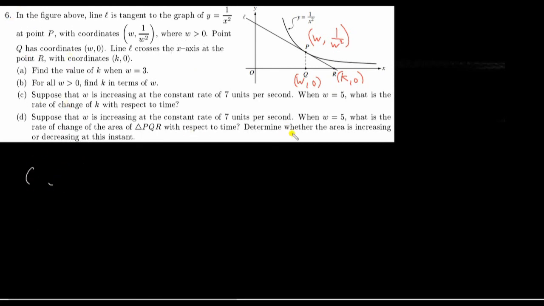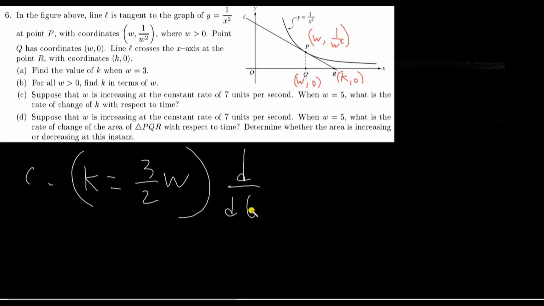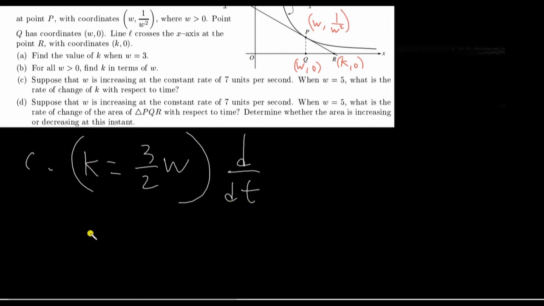Suppose that w is increasing at a constant rate of 7 units per second when w equals 5. What is the rate of change of k with respect to time? So we're going to have to use what we got in part B, which is k is equal to 3 over 2 w. And then since we want to find how these two change as time changes, we're going to take their derivatives with respect to time. So we'll take this whole equation and differentiate it with respect to time. That's going to give us dk dt is equal to 3 over 2 dw dt. And then suppose that w is increasing at a constant rate of 7 units per second. So dw dt is 7.